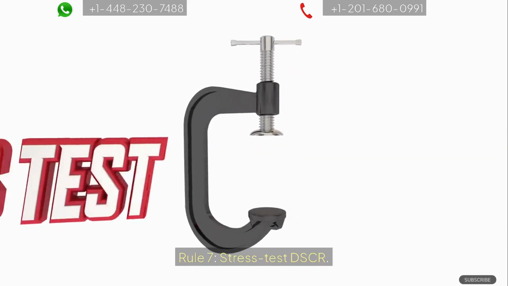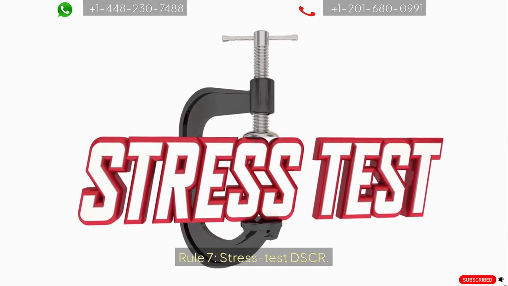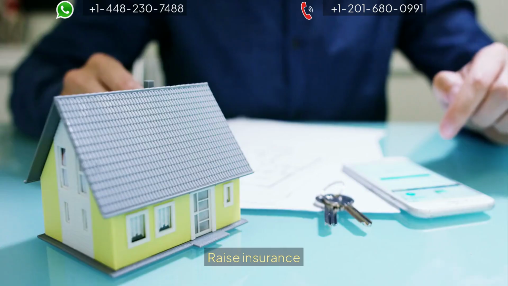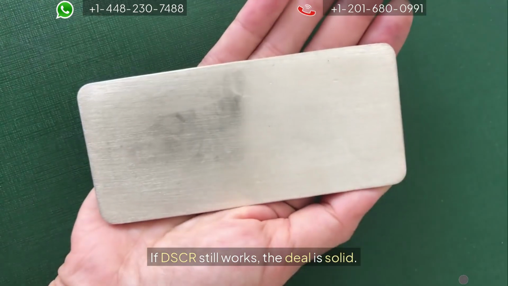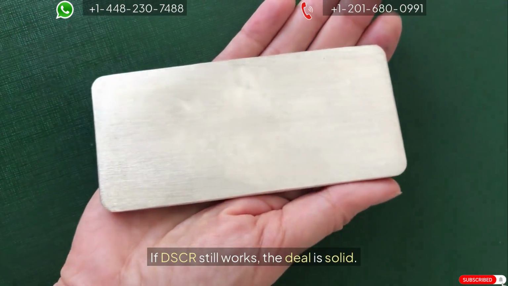Rule 7. Stress test DSCR. Lower the projected rent by 10 to 20%, raise taxes, raise insurance, add a reserve buffer. If DSCR still works, the deal is solid.